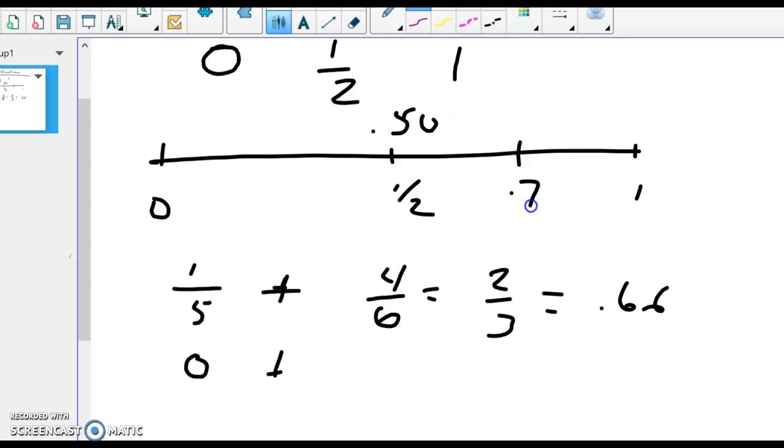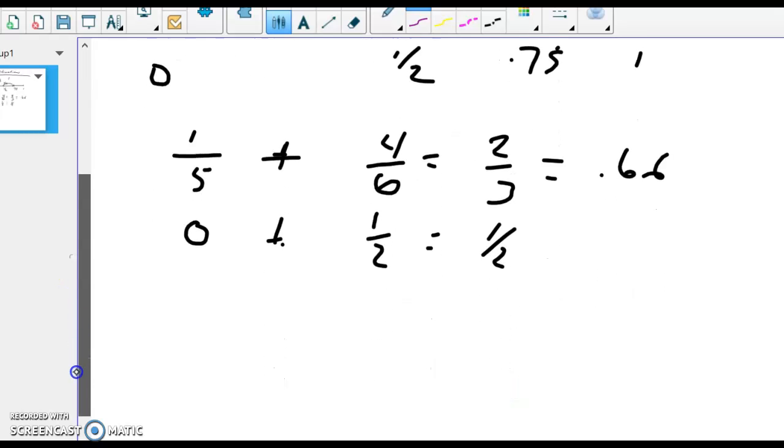Well, here 0.75 would be 3 out of 4, right? So 0.66 is closer to here. So you ask yourself, is it closer to 1/2 or is it closer to 1? Well, you know it's going to be closer to 1/2, isn't it? So this is like saying 0 plus 1/2 equals 1/2. This is just a quick estimate. All right, so this is a review. I know you guys remember this.